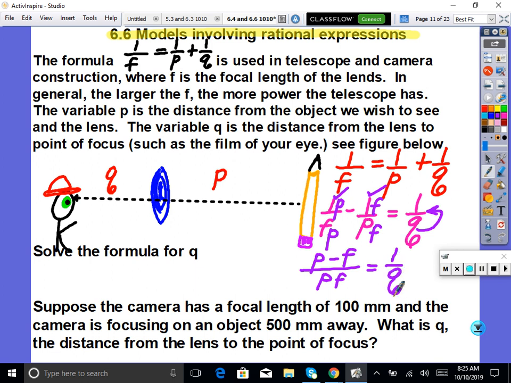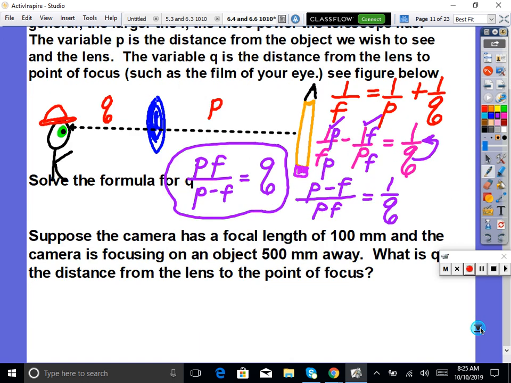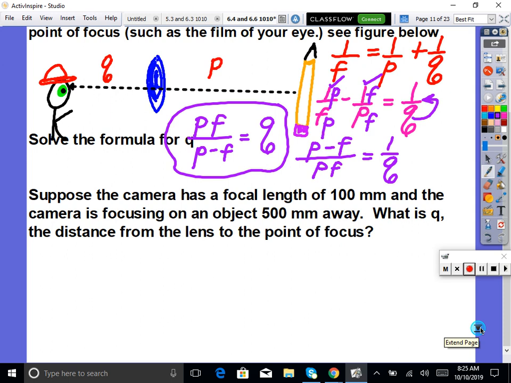And now because I have one fraction on the left, and one fraction on the right, and I want q to be on top, we can actually just flip both. So this side now is pf divided by p minus f, and then we have equals q over 1. Do you guys see how now we've just solved for q using algebra? Okay, now from there it says, suppose the camera has a focal length of 100. So remember, f stands for focal length. And it says the camera is focusing on an object 500 meters away. What is q, the distance from the lens to the point of focus?